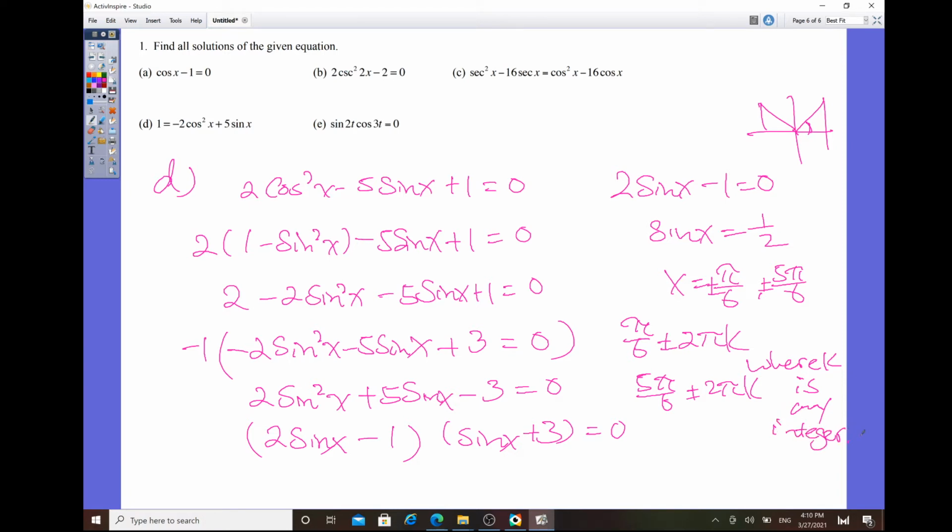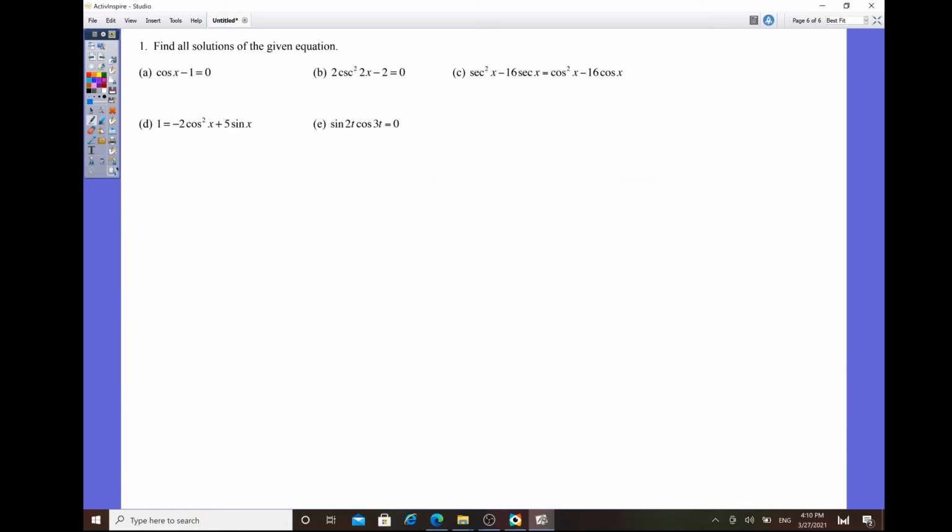Okay, like that. And now, what about for E? Okay, so it looks like that one involves the double angle. Again, it's just like going around the unit circle twice, double, 3 times. So this one you can just set sine of 2t equals 0, cosine of 3t equals 0.